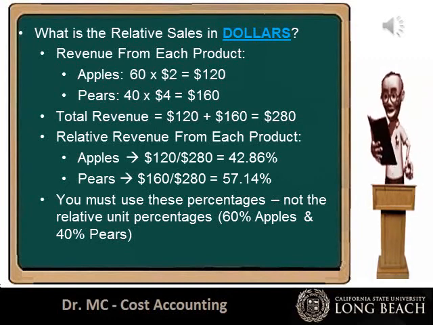We will use these percentages to construct our weighted average contribution margin ratio. Please note that these percentages are substantially different than the weights based on unit sales. Despite the fact that 60% of the units that we sell are apples, only 42.86% of our revenue comes from apples. Similarly, although pears only account for 40% of the units that our firm sells, it generates 57.14% of our revenue.